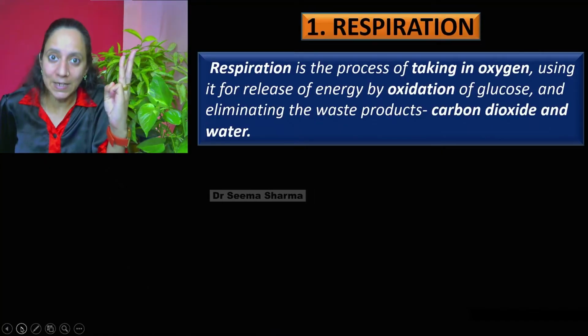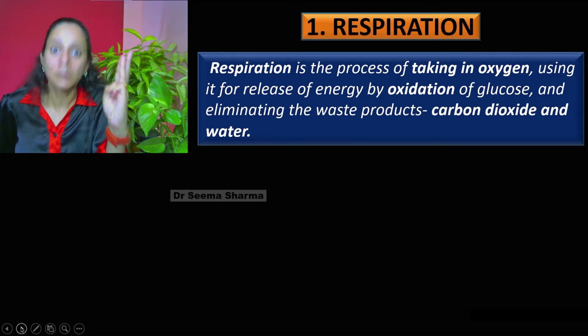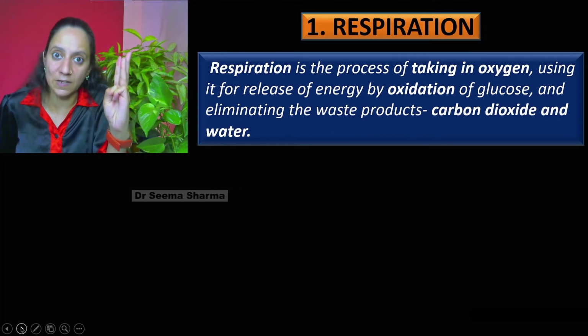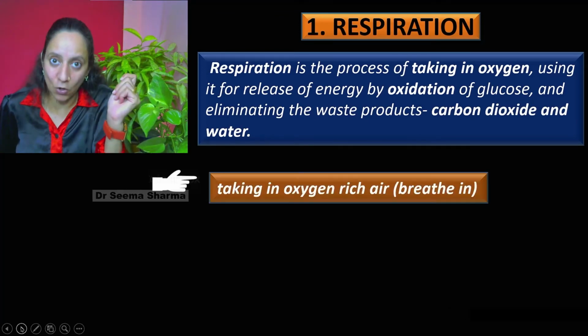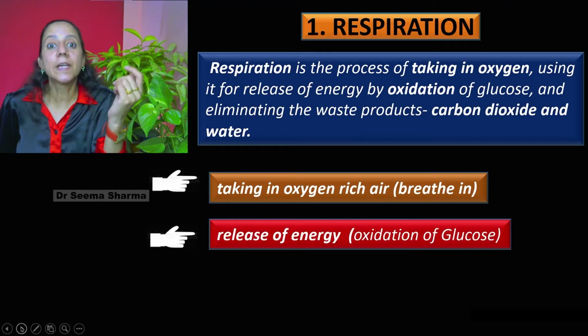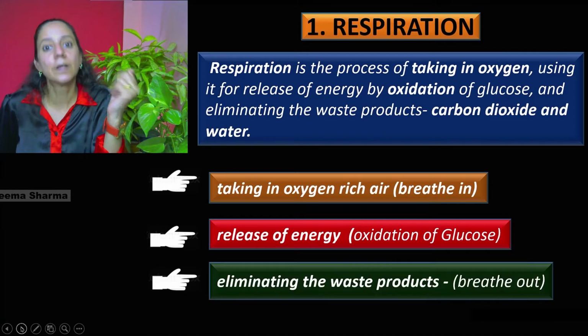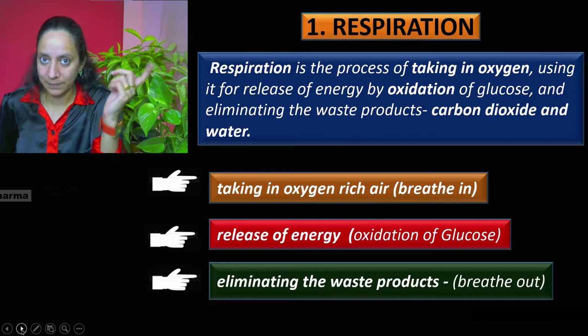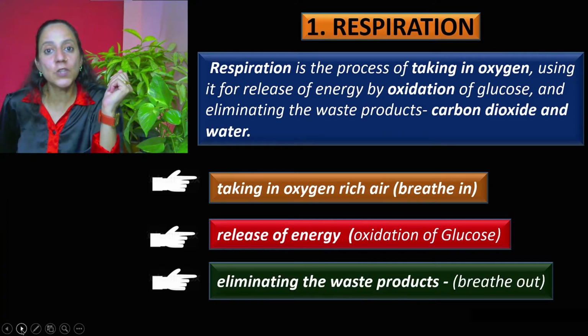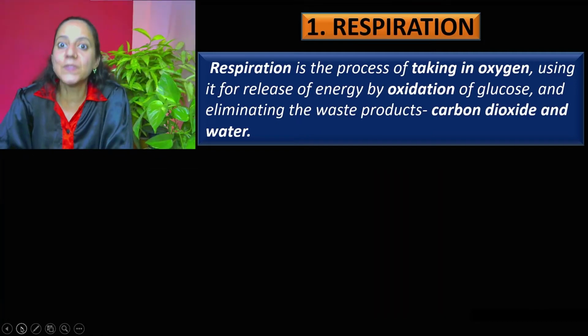So 3 things are taking place whenever the living organism is doing respiration. First, taking in oxygen-rich air. Second, oxidation of glucose with the help of that oxygen. And third point is elimination of waste products like carbon dioxide and water. There are certain stages of respiration. So let's understand about those also.